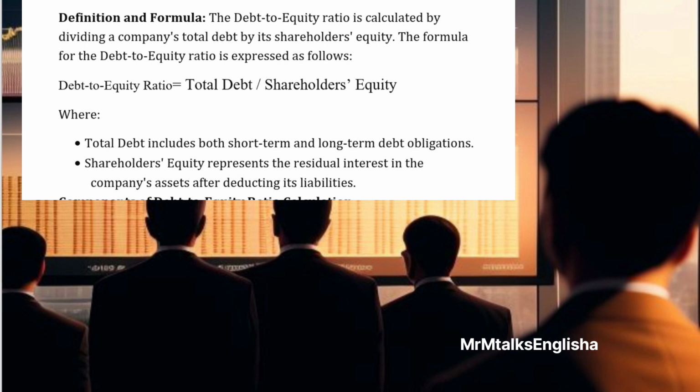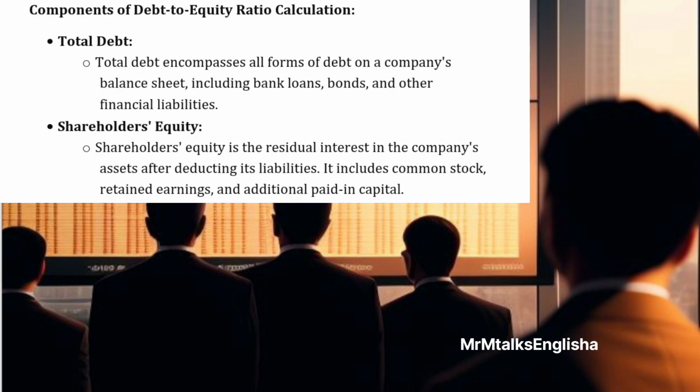Components of debt-to-equity ratio calculation. Total debt. Total debt encompasses all forms of debt on a company's balance sheet, including bank loans, bonds, and other financial liabilities. Shareholders' equity. Shareholders' equity is the residual interest in the company's assets after deducting its liabilities. It includes common stock, retained earnings, and additional paid-in capital.